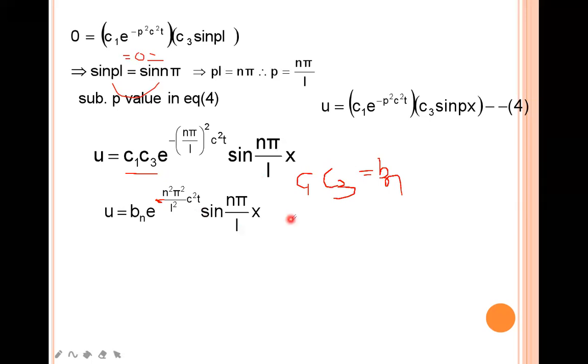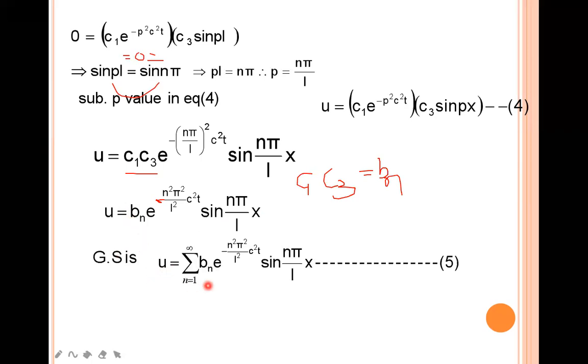Now we have any number of solutions by taking different values of n. Therefore the complete solution is the sum of those solutions. That means u equal to summation n equal to 1 to infinity bn e raised to minus n square pi square by L square c square t sin (n pi by L) x. Simply we have to take the sum for n equal to 1 to infinity.